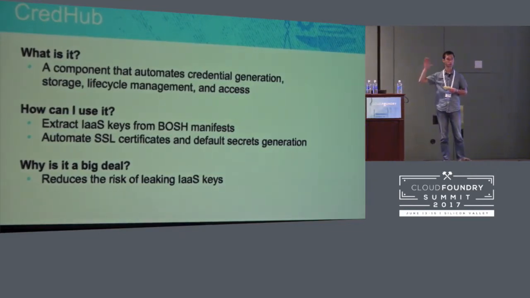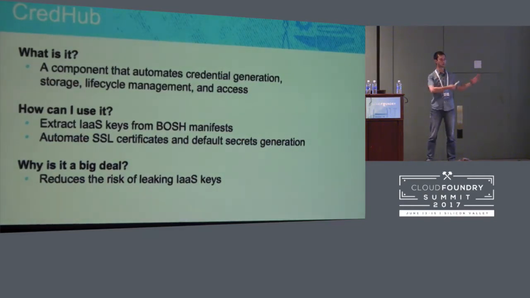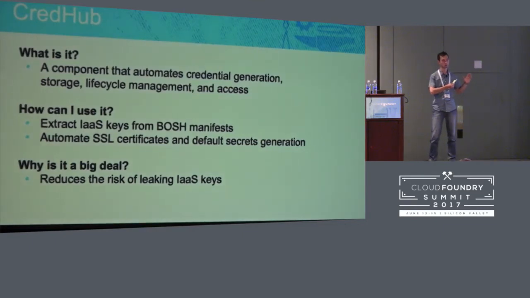CredHub provides you with a centralized server where you can upload these credentials, and you can extract these credentials from your BOSH manifests. So the BOSH manifests become easy to manage. You can just put them into your GitHub account, and don't worry that some of your AWS access keys leak to the bad place.